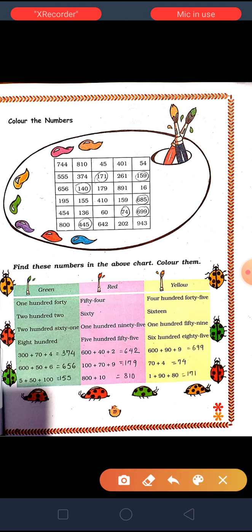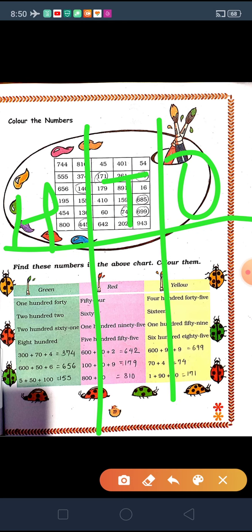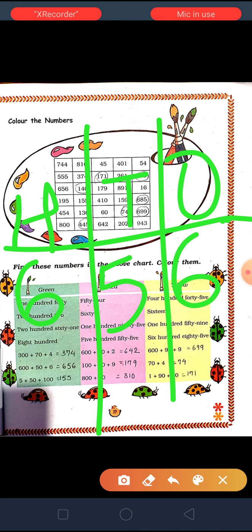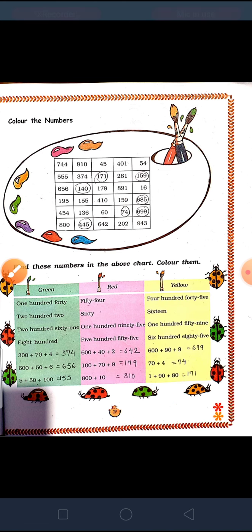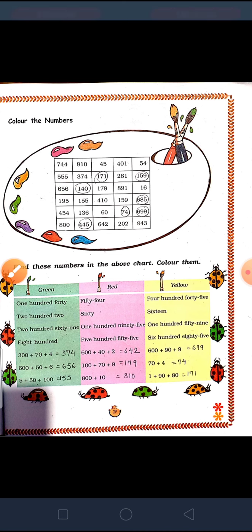To do the expanded form there is also one more technique for 3-digit numbers. First make the hundreds, tens and ones columns. Let us try the next one. 600 will be here in the hundreds place. 50 will be on the tens place, means 5, and 6 will be on the ones place. So the number becomes 656. So where do you find 656? Here. So this you will do in green color.